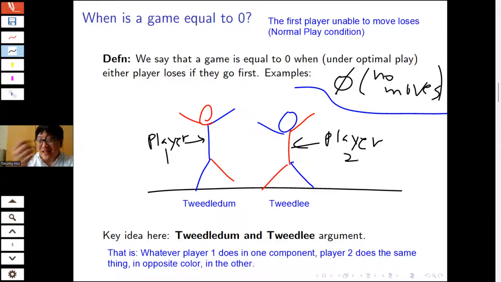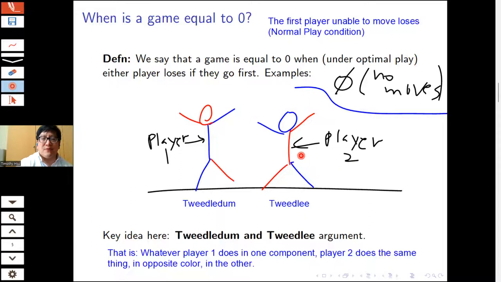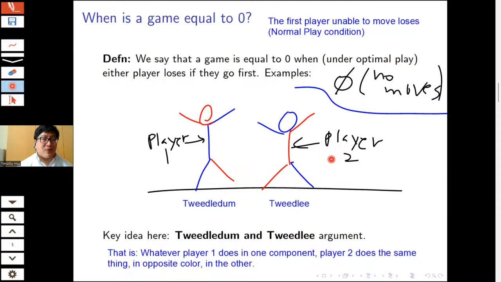I can't remember who was talking about looking ahead. I think it was David? Anyway, it's Daniel, sorry. Daniel said, well, can't you sort of work backwards? Here, working backwards is really induction. If player one takes the torso of Tweedledum, then player two takes the torso of Tweedledee, and then all that's left is the legs of both figures, which must be equal to zero. That must be a second player loss by induction, because now we have the same Tweedledum and Tweedledee, but with fewer edges.